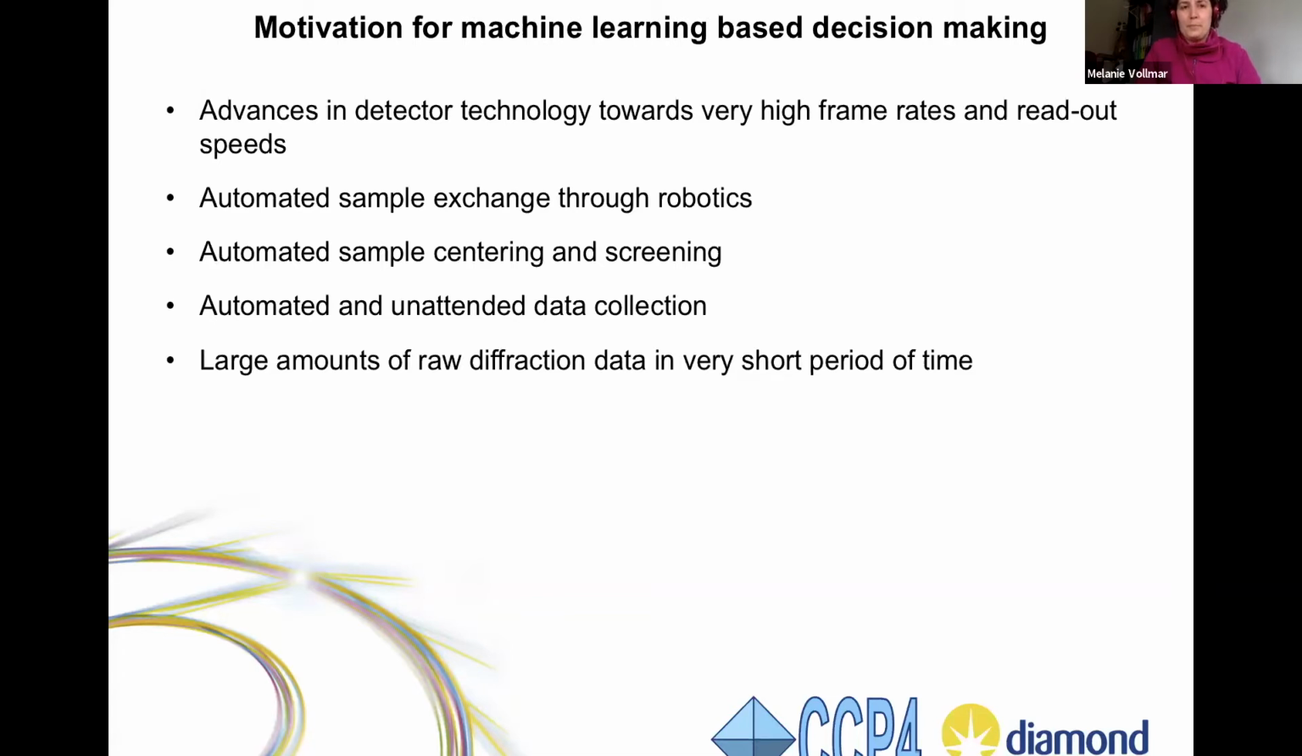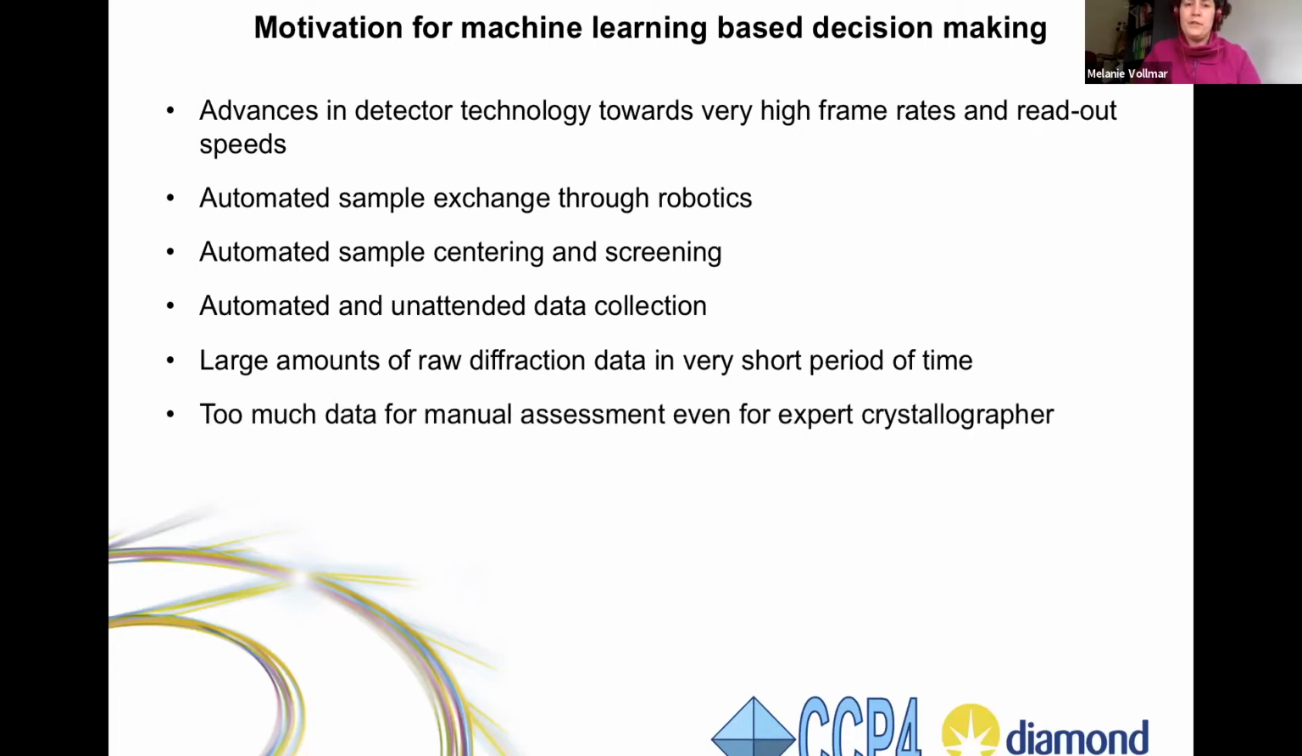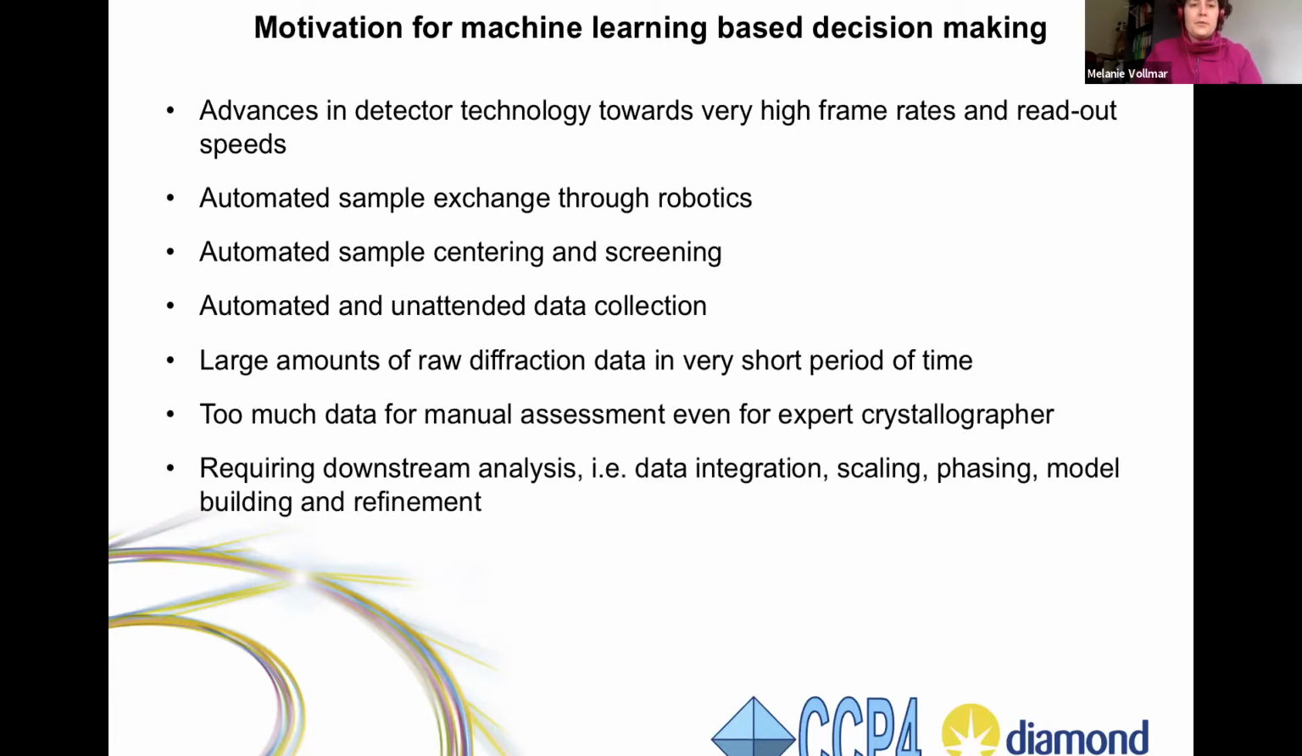So just as an example, combining all the automation, a 360 degree data set in a fine slicing setup will be 30 seconds on a beamline per crystal, which gives you a huge amount of data in an hour. So much so that not even the most experienced crystallographers can assess the data and make use of it. All of that data still needs to be properly assessed, obviously. Not just being collected, we want to make use of it.